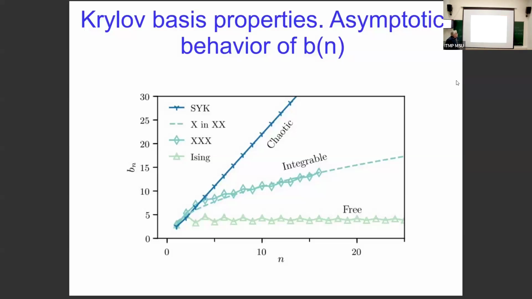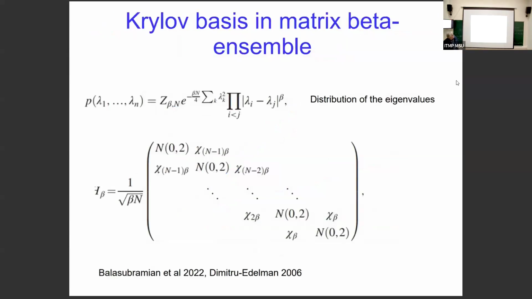A remarkable result of that paper is that we could distinguish different behavior just by looking at the behavior of Lanczos coefficients. When we consider linear behavior, we have chaotic behavior, square root corresponds to an integrable model, and when the Lanczos coefficients are constant, it corresponds to free behavior.